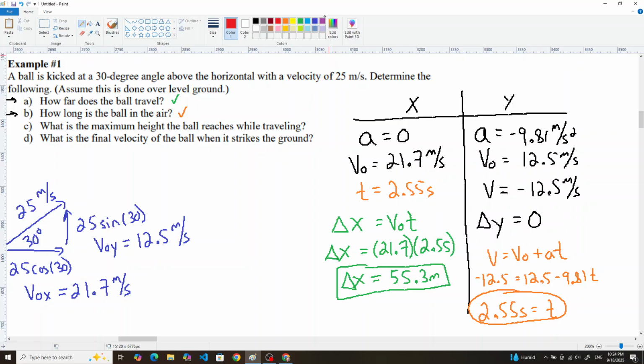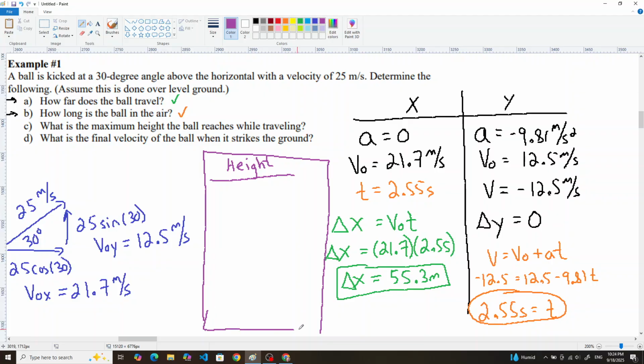Now, the maximum height is its own separate thing, and so let's not worry about what we have in the other charts. We're just going to do our own thing for height. One of the things that we will mention about height is it is controlled purely by the vertical elements. So gravity is present and our V initial of 12.5 is also present. I'm going to say V final is 0 because it's at the peak.